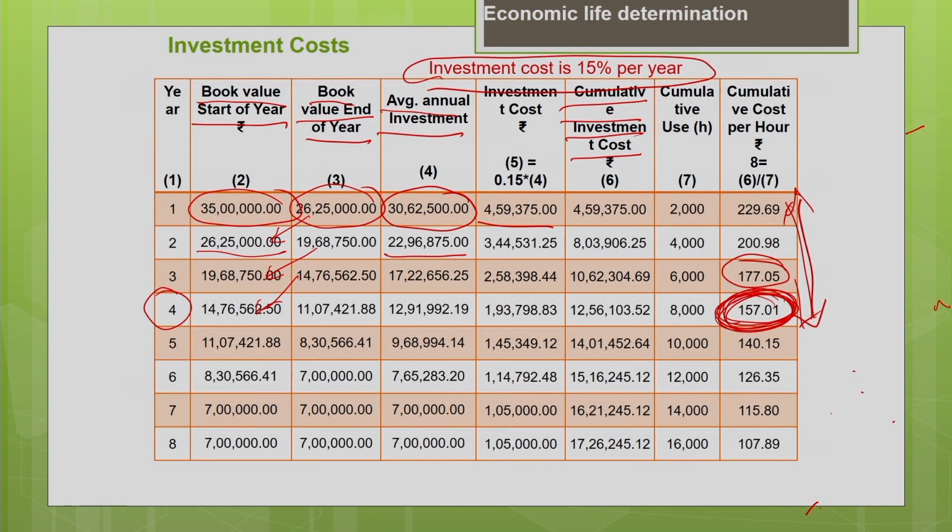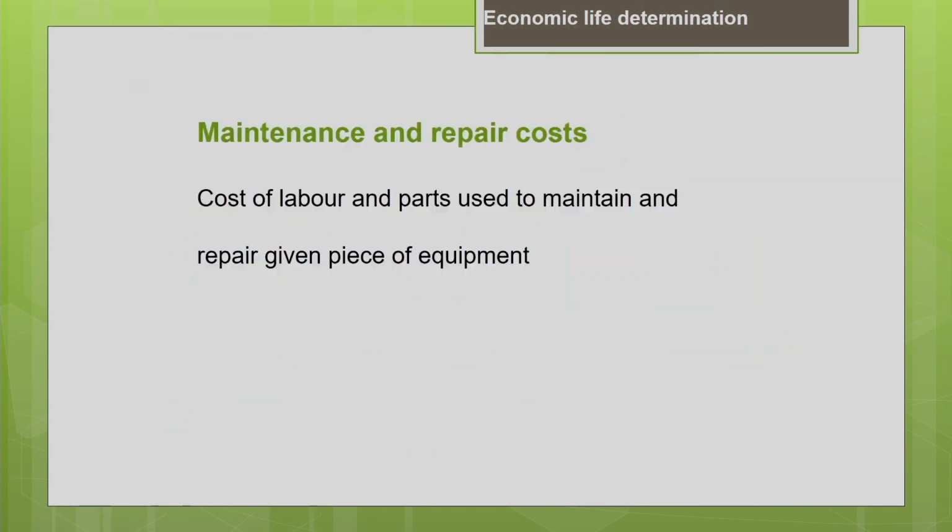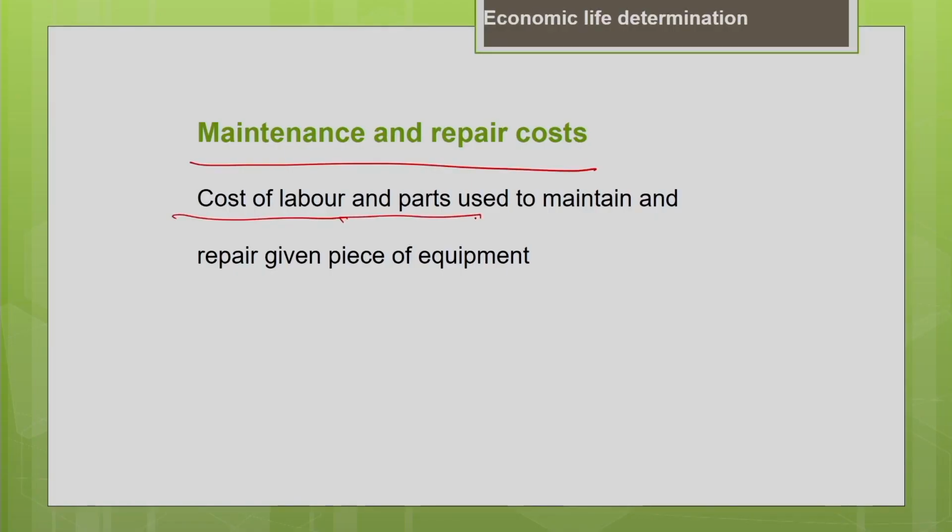Now let us calculate the next important component of the equipment cost. It is nothing but your maintenance and repair cost. As you know, all the costs associated with the repair and the maintenance, like the cost of the labor you engage for the repair work, and the cost associated with the replacement parts, everything will come under the maintenance and repair.